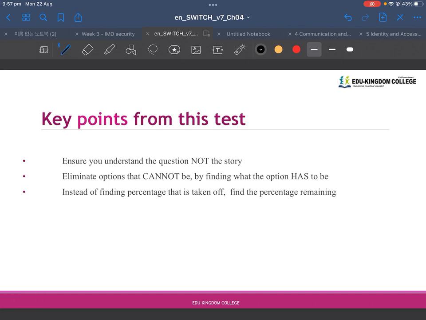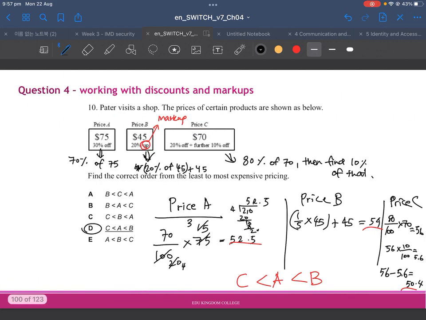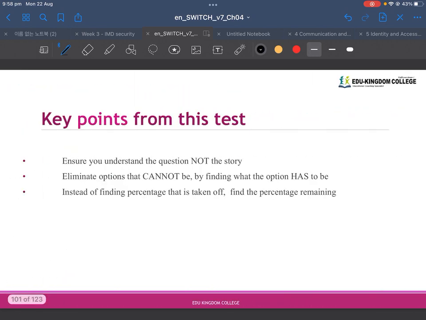And point number 3: instead of finding the percentage that is taken off, find the percentage remaining. What do I mean by that? Here, in this question, remember how in price A it's 30% off? Instead of finding what 30% off of 75 is and then subtracting it, just find 70% of 75, which is so much easier. Because remember, if I take 30% off, then I have 70% left. Okay, so that's what I'm finding, because it's a discount. So that's one tip there as well that will save you a lot of time.